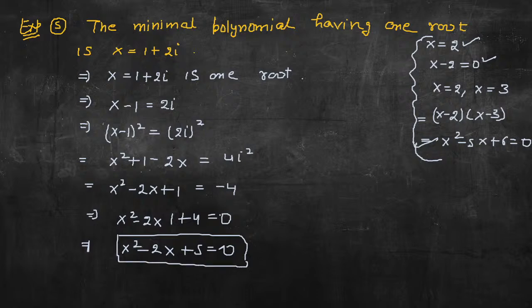Now see, the equation will never have any iota appearing in it. In every equation you have to remove the iota, because some students can say, sir, this is also an equation: x is equal to 1 plus 2 iota, so x minus 1 is equal to 2 iota. No, the iota still remains, so it is not an equation.